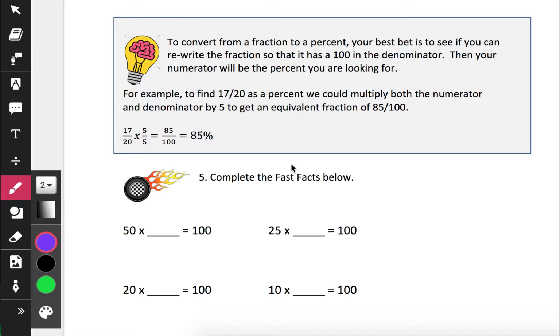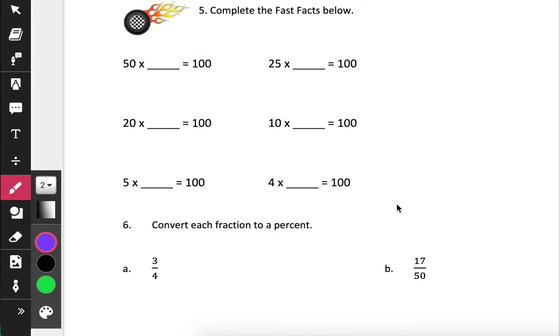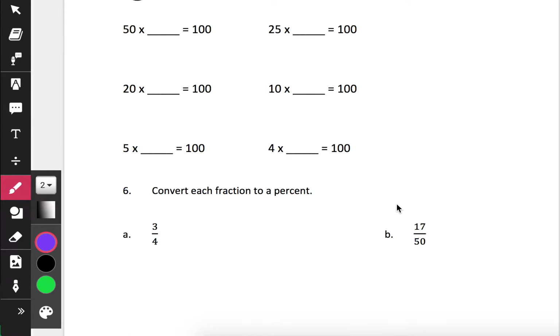For example, to find 17 out of 20 as a percent, we can multiply both the numerator and denominator by 5 to get an equivalent fraction of 85 over 100, which equals 85%. So let's look at 2 examples down here. Convert each fraction to a percent.